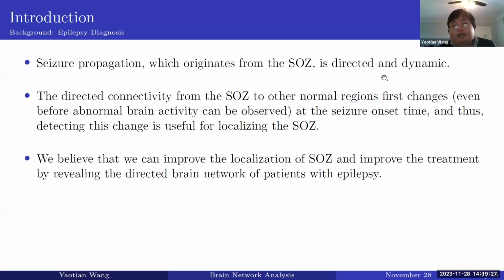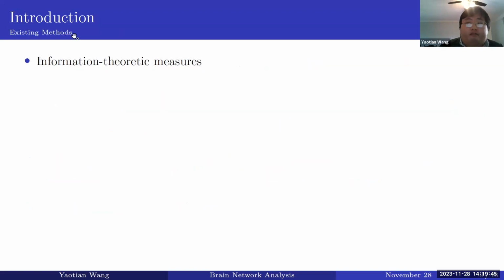So we believe that we can improve the localization of seizure onset zone and improve the treatment by reviewing the directed brain network of patients with epilepsy. Now the question is, how should we quantify this directed connectivity? Existing methods for directed connectivity fall into two major categories.